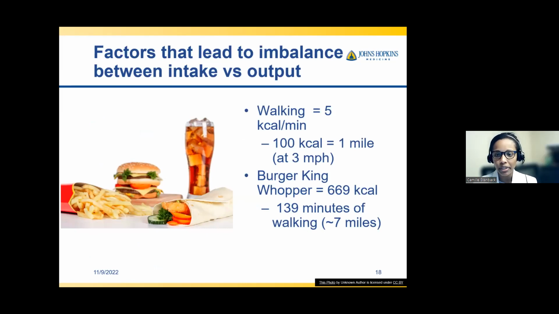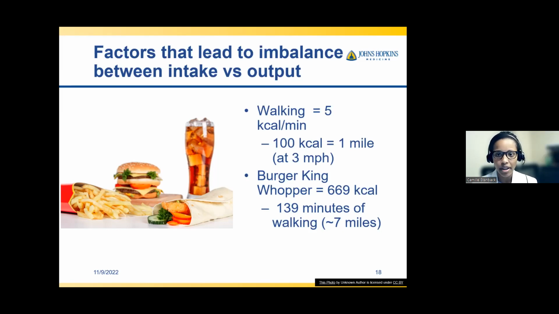Overall, obesity typically develops due to an imbalance between energy intake and output. A lot of people have the perception that if we eat something, we can exercise or burn it off, but it's harder than you think. Let's go through an exercise or example. Walking at a rate of 3 miles per hour burns about 5 kilocalories per minute. So if we say 100 kilocalories is 1 mile, we'll keep that in mind.